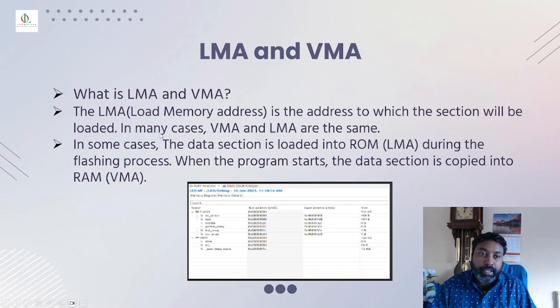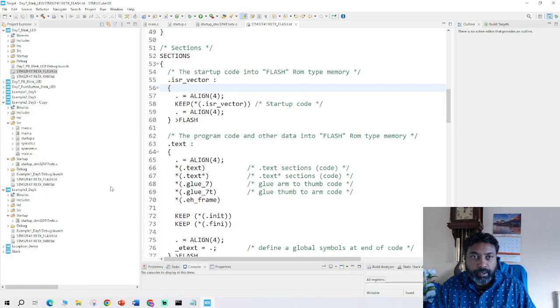So the LMA is the load memory address, the address to which the section will be loaded. In many cases, both VMA and LMA could be the same, but in some cases the data section is loaded into ROM, that's the LMA, during the flashing process. Whenever the program starts, the data section is copied to VMA, that's the RAM. I'll show you a little example, the RAM and ROM.